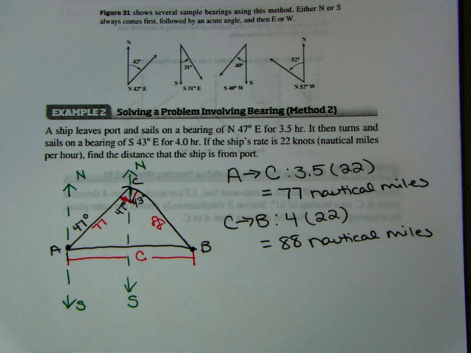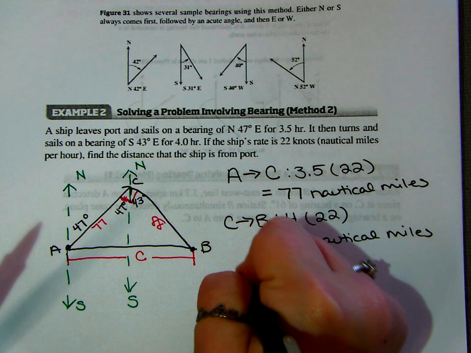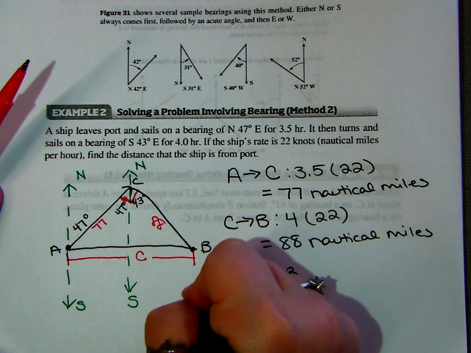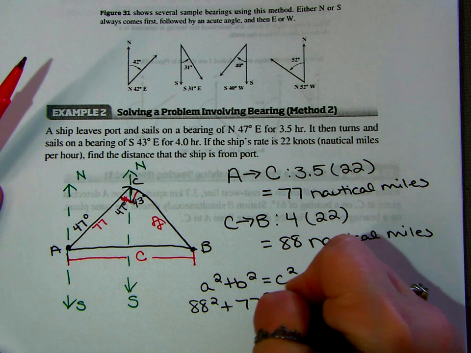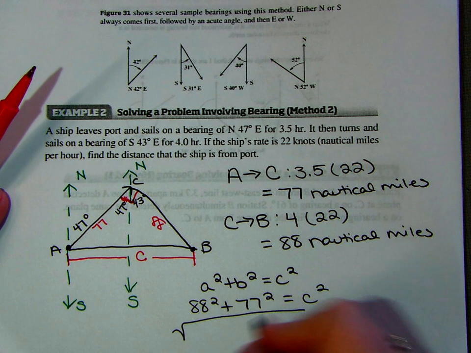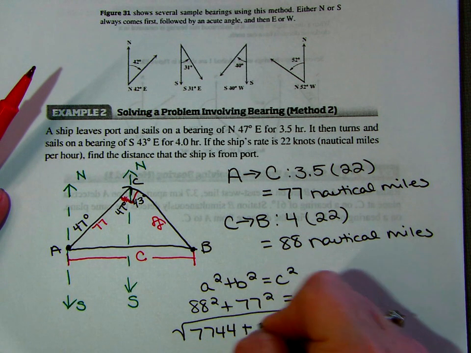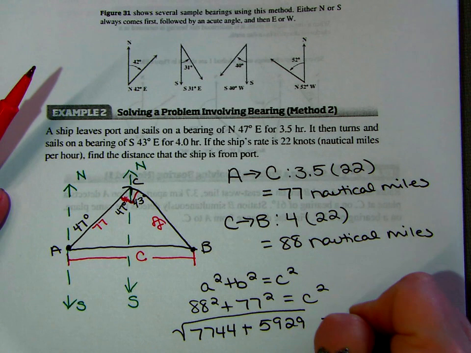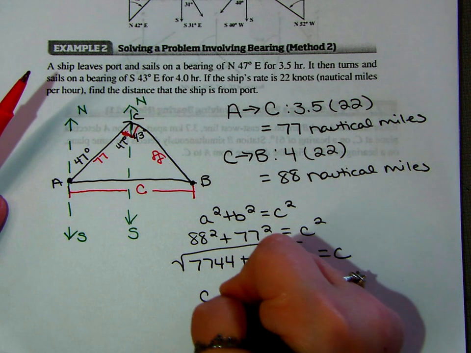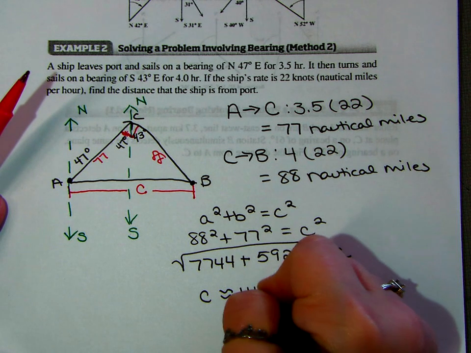And if we're dealing with a right triangle, we can use the Pythagorean theorem. We know 2 side lengths. We can use that to find our third side length. Because the Pythagorean theorem says a squared plus b squared equals c squared. A is 88 squared plus 77 squared. Does it matter which order you write those in? No, it does not. 7744 plus 5929. And you type all of that in, and we find that C is approximately 116.9 nautical miles.